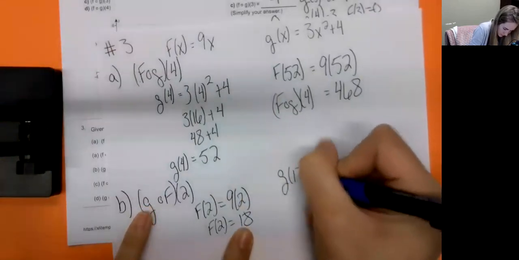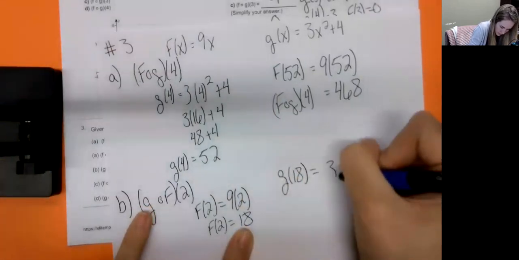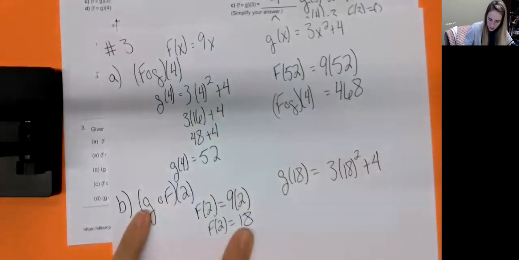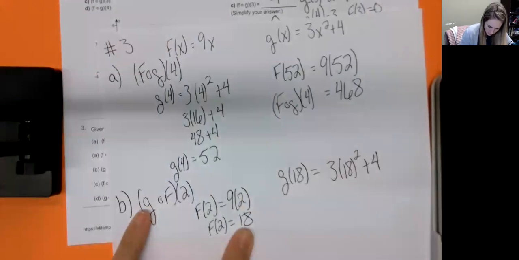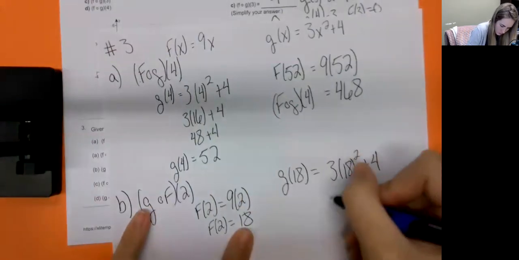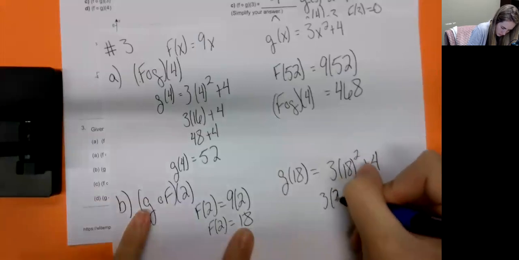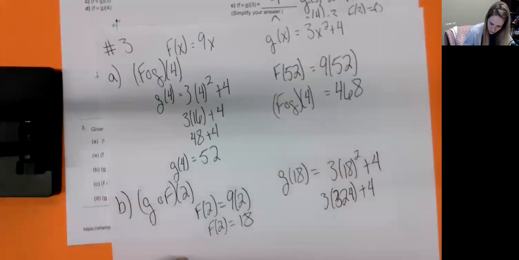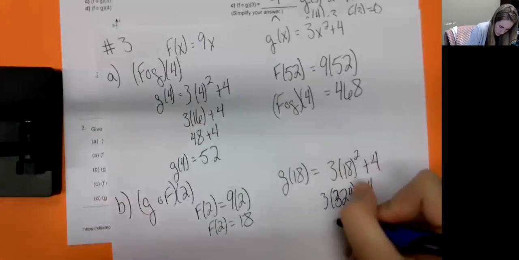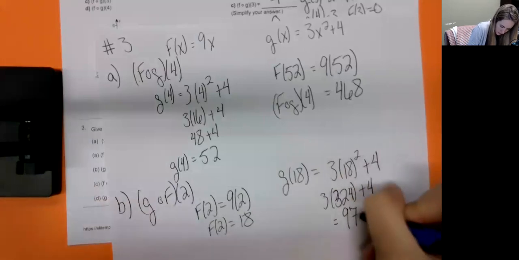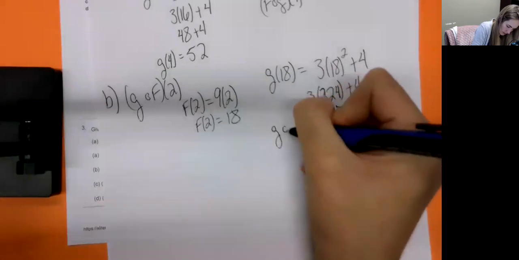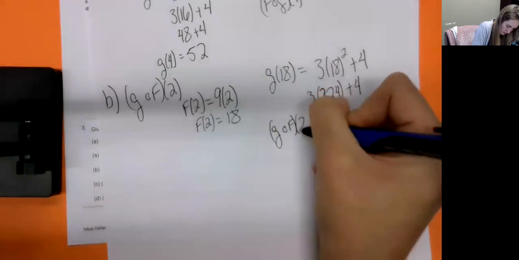So g of 18 equals 3 times 18 squared plus 4. 18 squared is 324. Plus 4 equals 976. That would be g of f of 2.